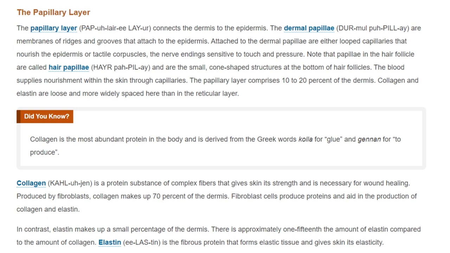The blood supplies nourishment within the skin through capillaries. The papillary layer comprises 10 to 20% of the dermis. Collagen and elastin are loose and more widely spaced here than in the reticular layer.